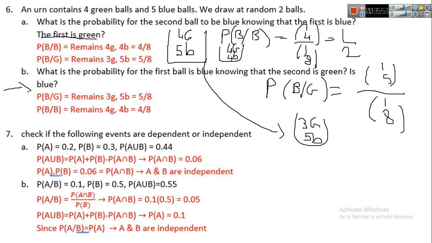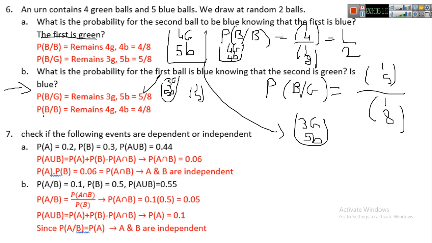So part B, what is the probability that the first ball is blue, knowing that the second is green? I know in the second draw I want to pick a green, so let us take out 1 green. What remains? 3 green, 5 blue. I want to pick a blue one, so it will be 1 out of 5 over 1 out of 8. So similarly, 5 over 8.